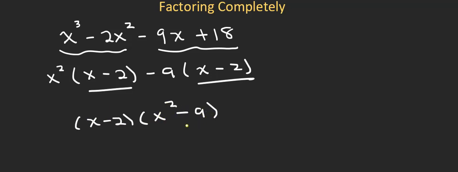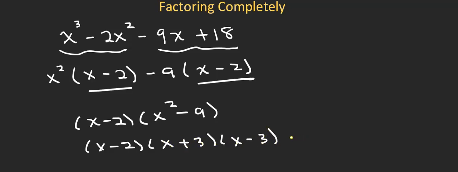However, we're not done yet because we could still factor x squared minus 9. Now notice the key is factoring completely. So you've got to factor until you cannot factor. So you get x minus 2. x squared minus 9 is a difference of squares. So you get x plus 3 and x minus 3.